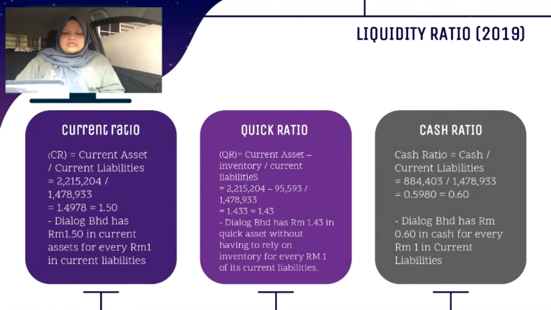Okay, moving on to the next, which is the financial ratio of Dialog Group Berhad in 2019. The first ratio is liquidity ratio. There are three elements under this ratio. The first one is current ratio, where Dialog Group Berhad has RM1.50 of current assets for every RM1 of current liabilities. For the quick ratio, Dialog Group Berhad has RM1.43 of quick assets, without relying on inventory, for every RM1 of its current liabilities. For the cash ratio, Dialog Group Berhad has 60 cents of cash for every RM1 in current liability.